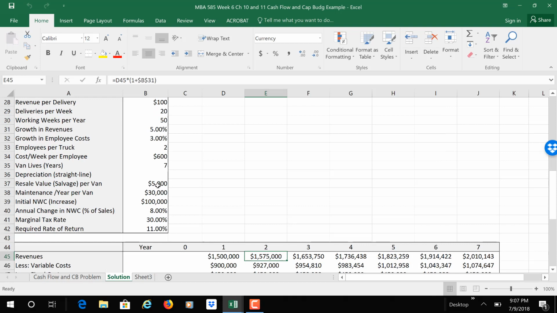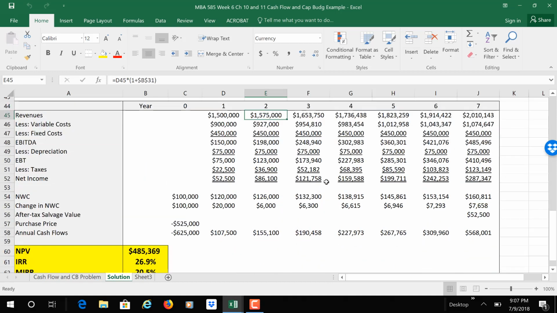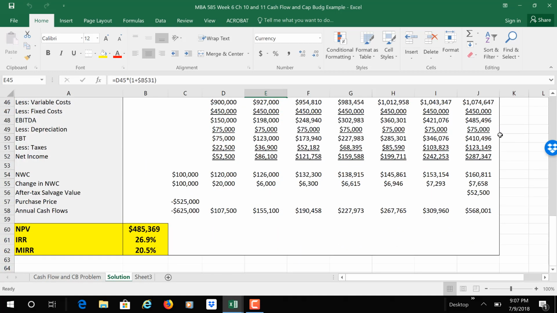Resale value: a salvage value per van of $5,000, 15 vans, that's $75,000. We depreciated the asset to a value of 0. We need to pay taxes on anything we sell though, or any positive value. So the after-tax value, after we pay taxes on the salvage, is $52,500. So you see we get a really big cash flow out here.